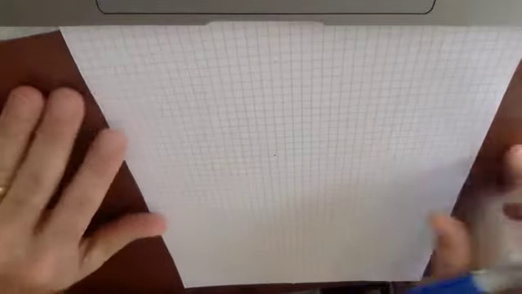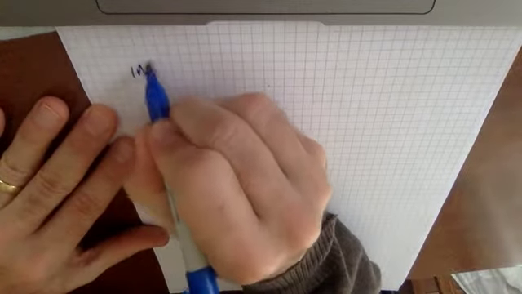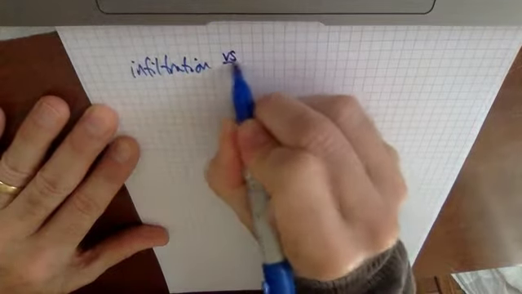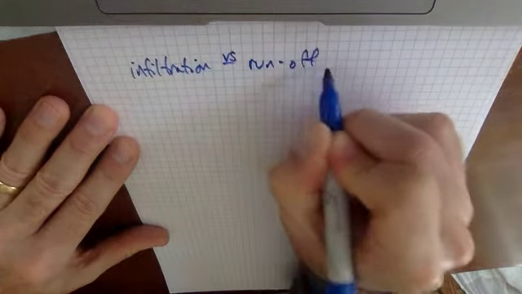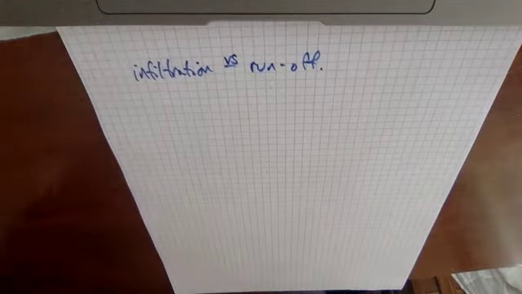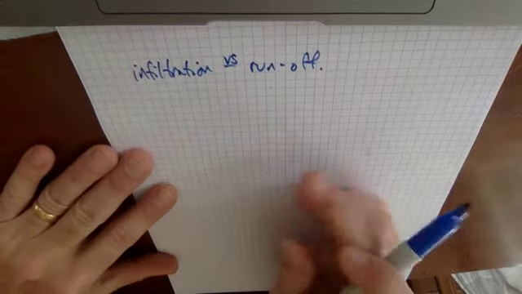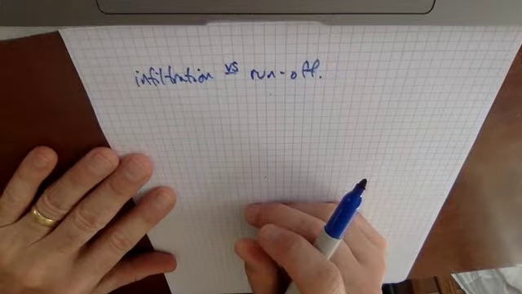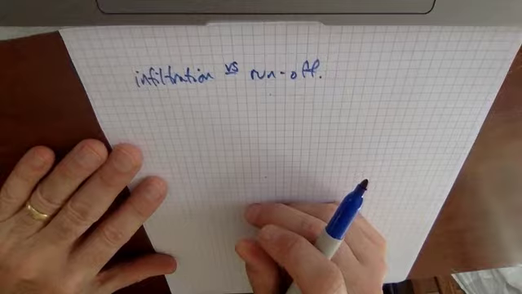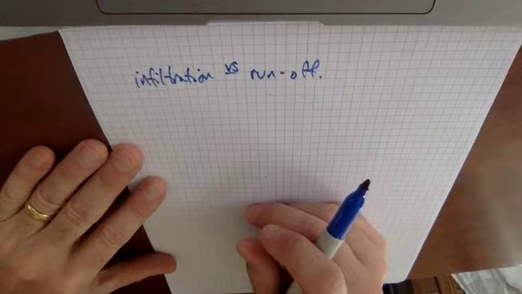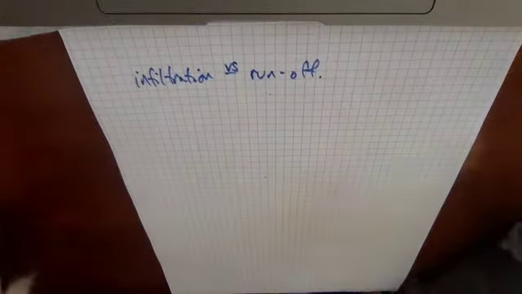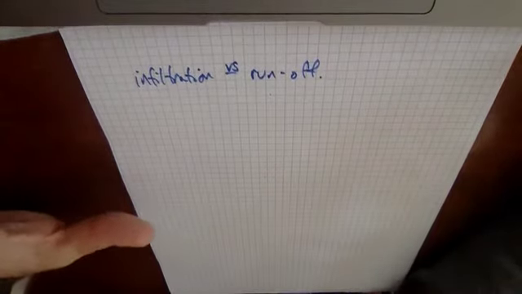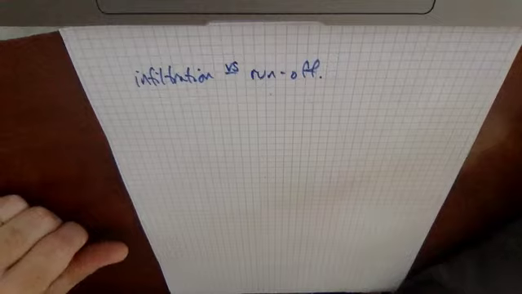Last thing to think about is infiltration versus runoff. Remember runoff? Runoff is what happens when water moves across the land surface, eventually makes its way to streams. When does runoff begin? It starts to rain. It's raining on a land surface. When does the water actually start running off and moving downhill?